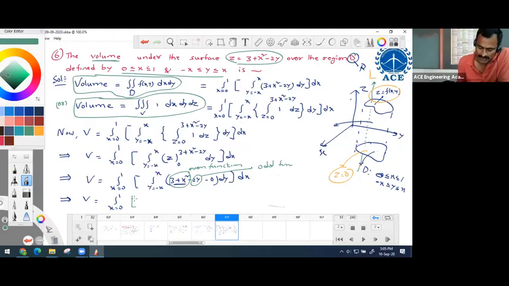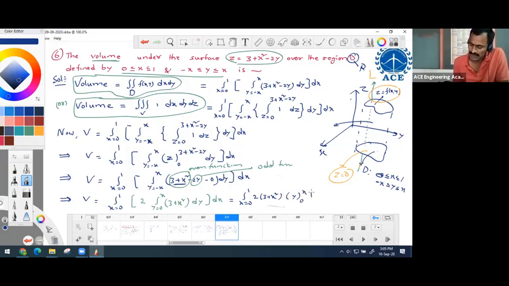2 times the integral y equal to 0 to x of 3 plus x square dy and then dx. This is equal to integral x equal to 0 to 1 of 2 into 3 plus x square, which is constant. The integral of 1 with respect to y is y from 0 to x, dx, equal to the integral x equal to 0 to 2 of 6 plus 2x square into upper limit x minus lower limit 0, dx. The triple integral is reduced to a double integral and then a single integral.